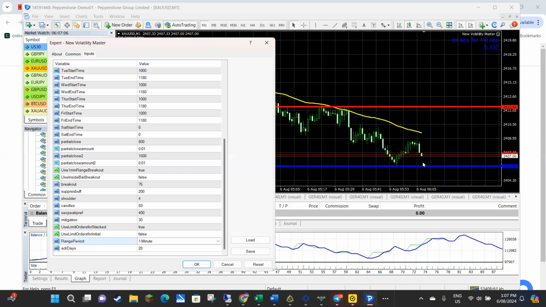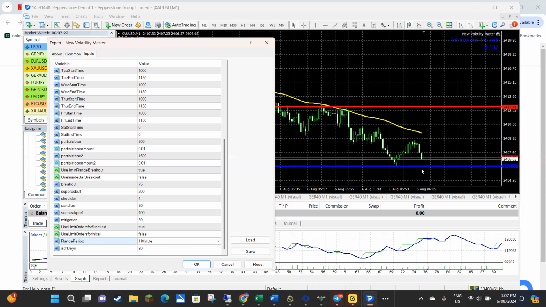Now, to delve into that setting a little bit more, the higher you set this figure, the more definite that breakout needs to be. But if you make it too far, it will never actually hit it. Because if it goes below this blue line and then it doesn't quite make it to the breakout figure within the next 4 candles, then that range is going to change and you have to start trying to break below it again.